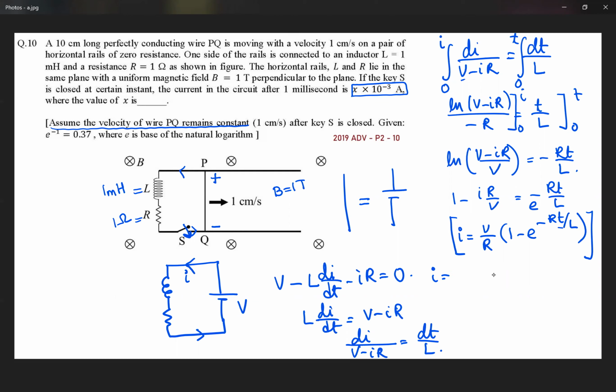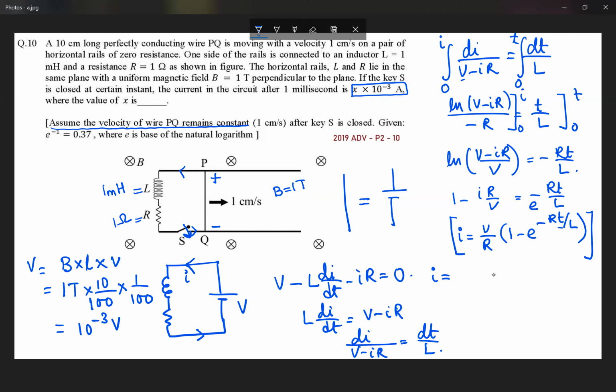So I is equal to V. The EMF of the rod is given as B into L into v. So magnetic field is 1 Tesla. The length of the rod is 10 centimeters, which is 10 by 100 meters. And the velocity of the rod is 1 centimeter per second, which is 1 by 100 meters. So this is 10 to the power minus 3 volts. So the value of EMF is 10 to the power minus 3.